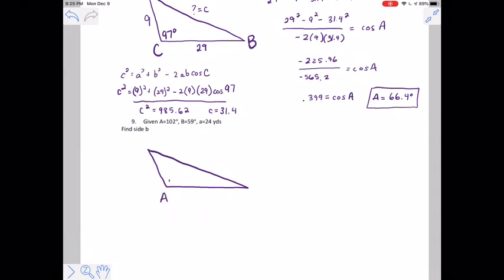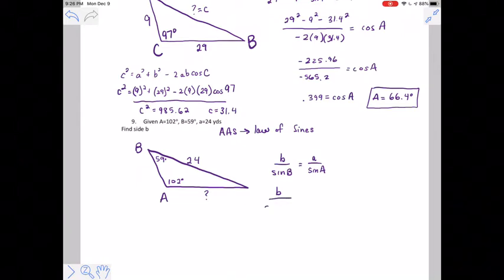For question 9, if we make this our 102 degree angle, this could be angle B, a 59 degree angle, and side A is 24. We need to find side B down here. So what we have here is an angle-side pair, which is law of sines. We're looking for side B, so I'm going to say B over sine B is equal to A over sine A. Those are the two parts of the law of sines I think will be useful to us here.